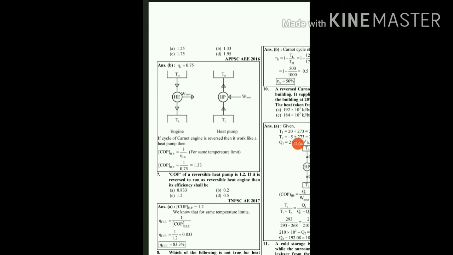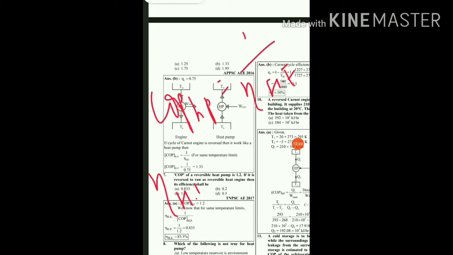Next question: the COP of a reversible heat pump is 1.2. If it is run as a reversible heat engine, then its efficiency shall be? Here again it is a reciprocal, that is, COP of a heat pump will be equal to 1 upon the efficiency of a heat engine. So here the efficiency of the heat engine will be equal to 1 upon 1.2. So the correct answer will be 0.833, that is option A.